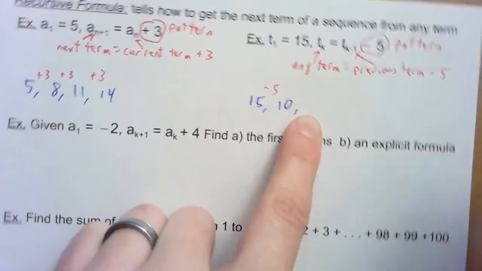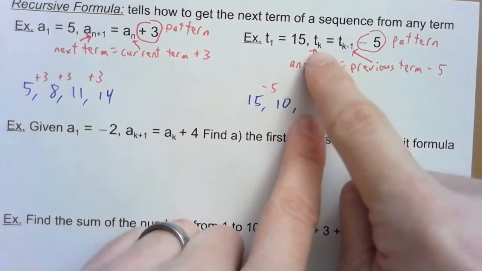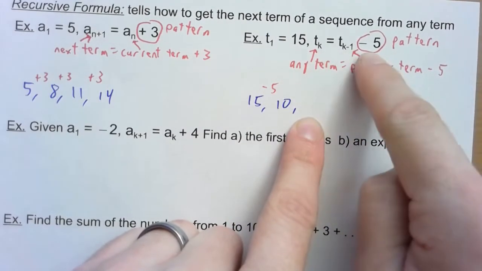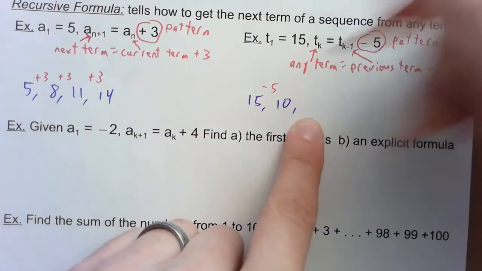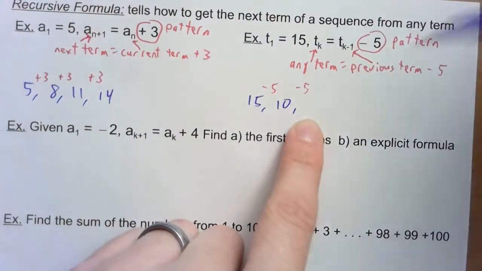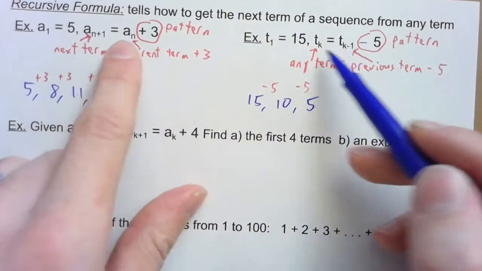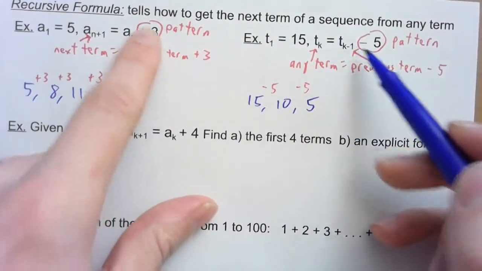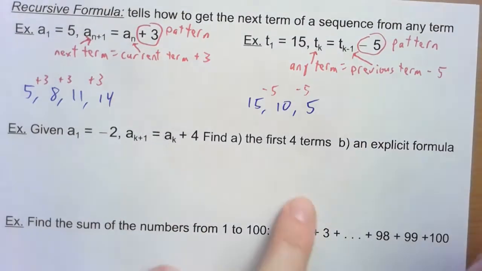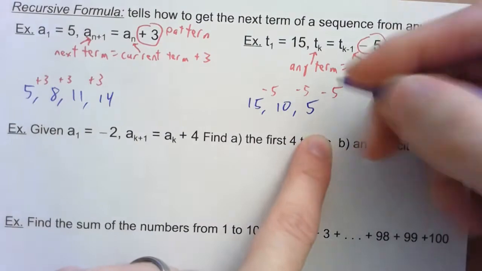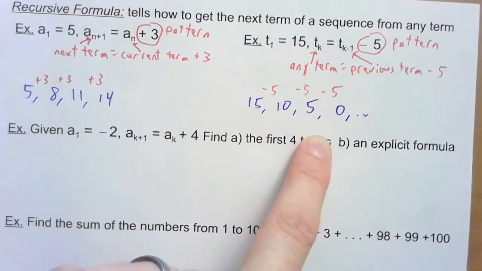Well, now you want t sub 3. Well, to find t sub 3, take t sub 2 and subtract 5. So again, recursive, you just have to recognize, whichever way it's expressed, that this extra part right here is the pattern. So we just keep subtracting 5, and that's our sequence.